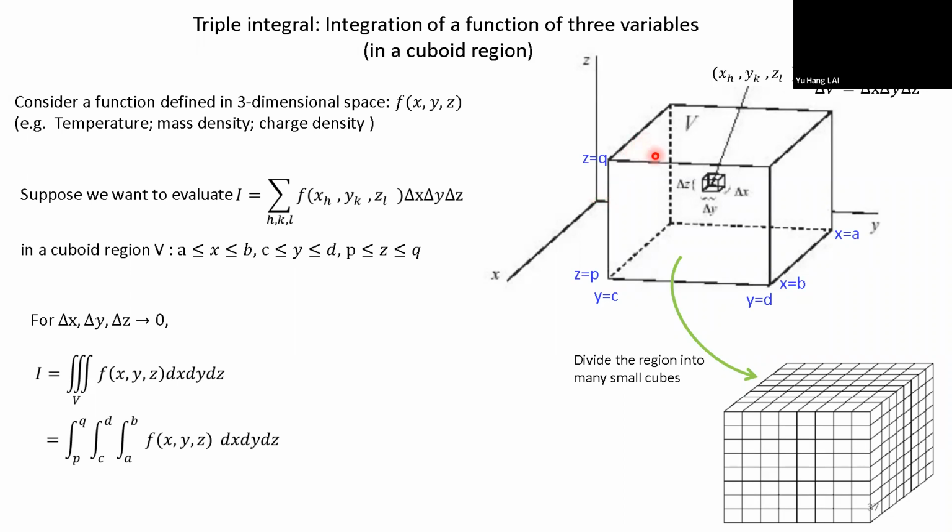Now we are not talking about the differential area element. I'm talking about the differential volume element. I'm considering a tiny box inside my big box here. The volume of that is given by delta x times delta y times delta z.